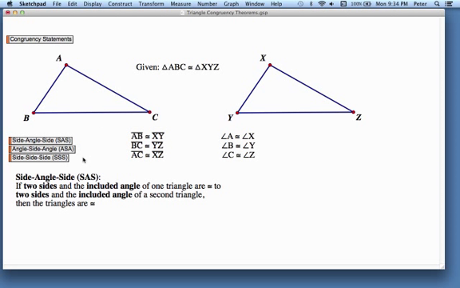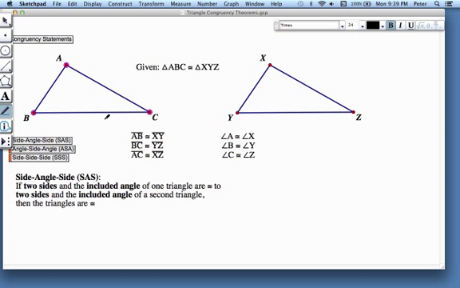Side angle side says if 2 sides and the included angle of one triangle are congruent to two sides and the included angle of a second triangle, then the triangles are congruent. All right, well, what do they mean by the two sides and the included angle? Well, it means this.